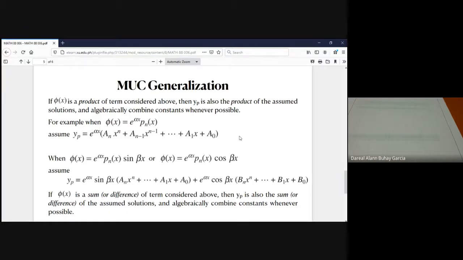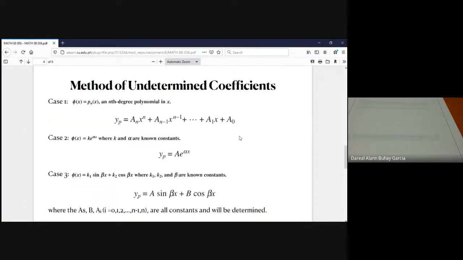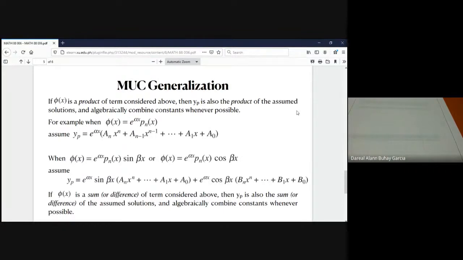So that's how we generalize the particular solutions if it does not fall into these three cases. Again, it should be a linear combination, whether products or sums or differences of polynomials, exponential functions, and sines and cosines. If it is none of these three, we can no longer solve it using MUC. For example, a tangent function, ln, or a rational function. Whether combined or generalized, if it is not among these, it cannot be solved using the method of undetermined coefficients. So that needs another method.